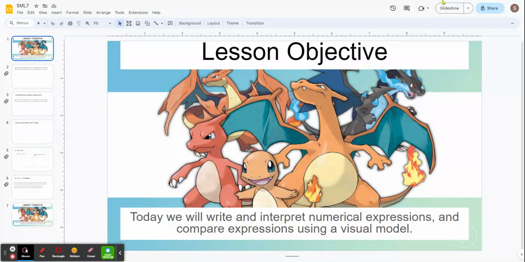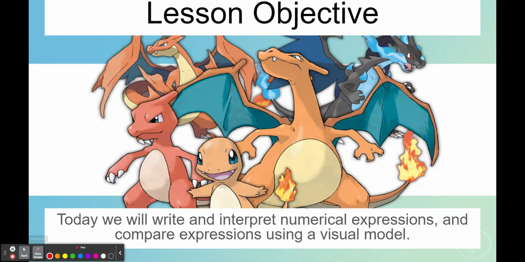Let's go ahead and take a look at today's lesson objective. So today we will write and interpret numerical expressions and compare expressions using a visual model.